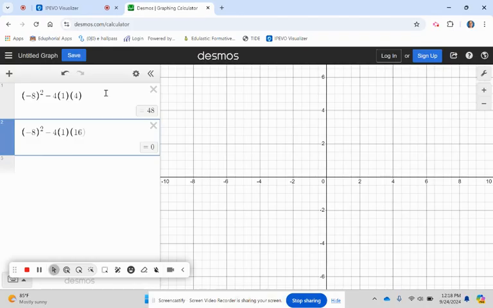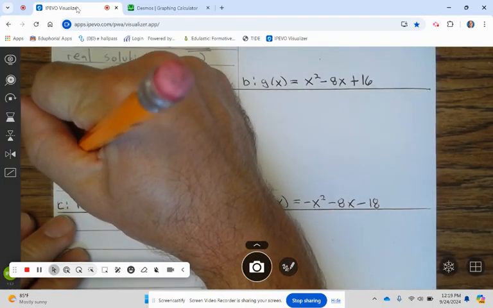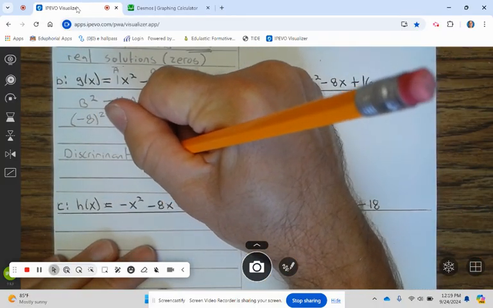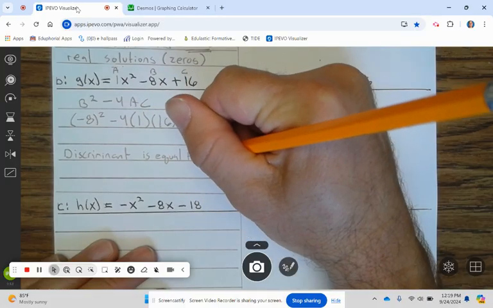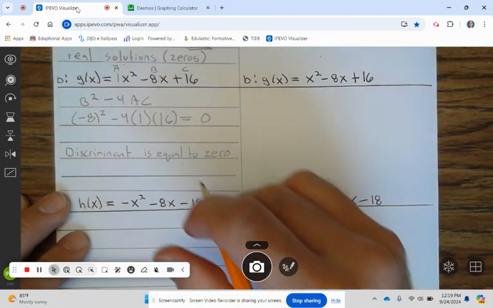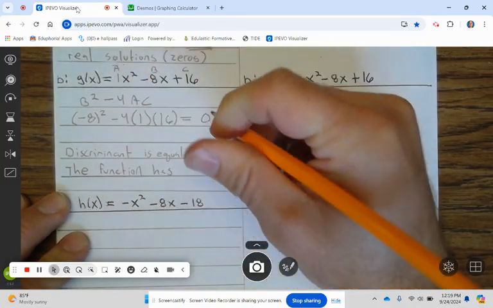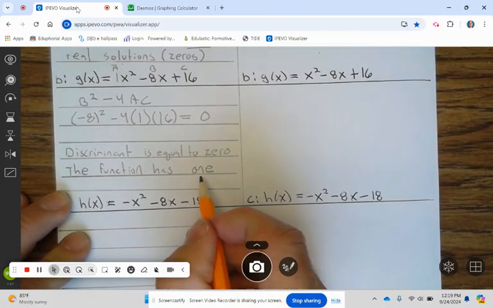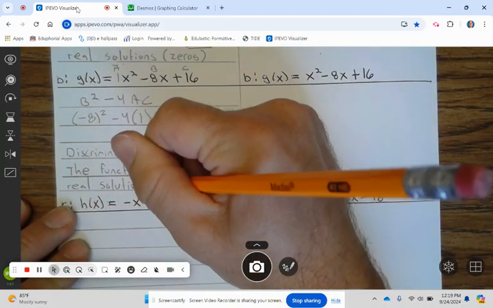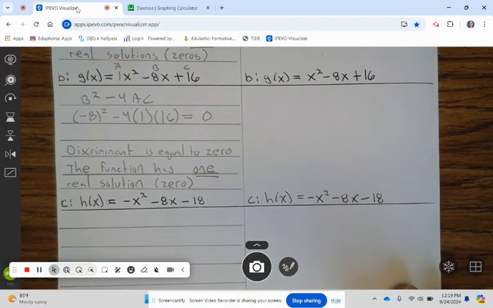Okay, equals 0. Okay, so the discriminant is equal to 0, we know the function has 1 real solution, aka 0. Okay, go ahead and finish it up.